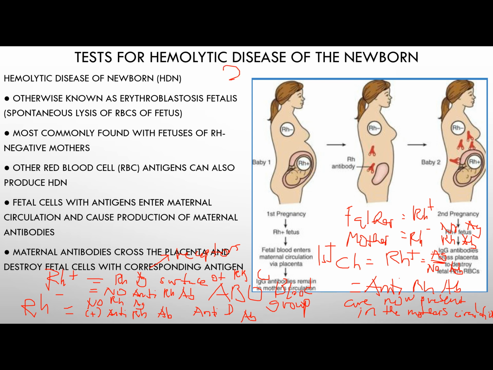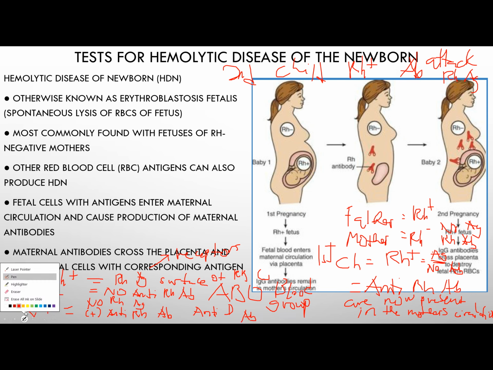In the second child, the second child is again Rh positive. Now, because the mother has the anti-Rh antibody in her circulation, the antibodies will now attack the Rh antigen of the second born, causing hemolysis and other disorders. So that is the HDN class. Basically, the mother's antibodies attack the fetal cells or the fetal RBC antigen.